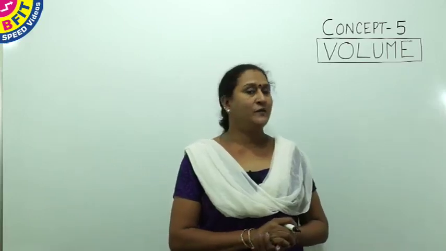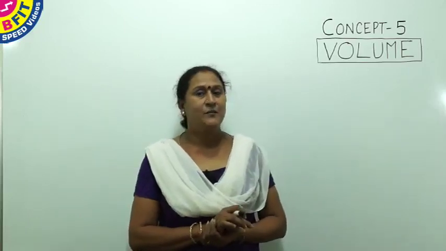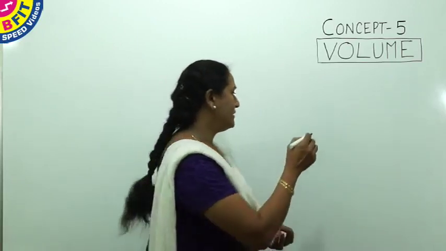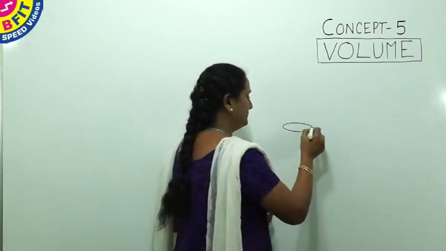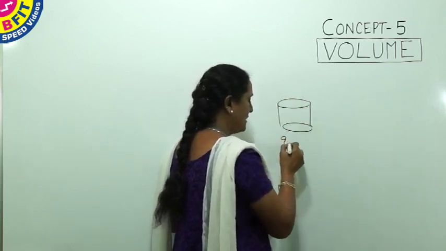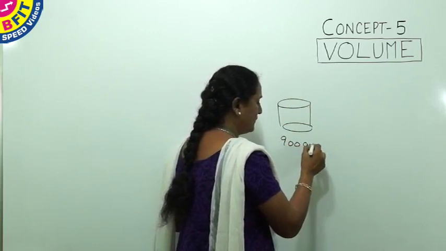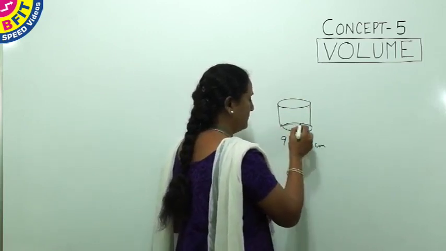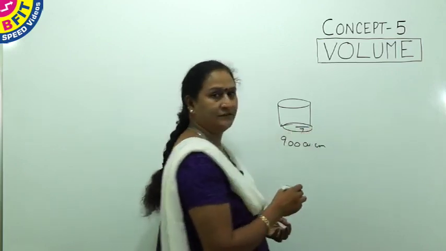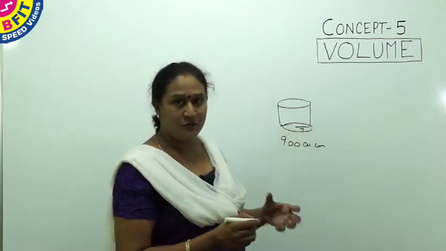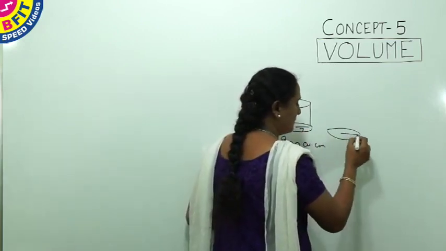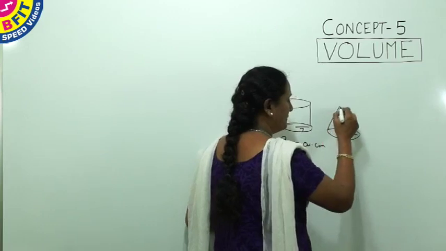Now, a volume related question. Suppose for a cylinder, the volume is given as 900 cubic centimeter, with radius 7. And now what will be the volume of a cone with the same radius and height?